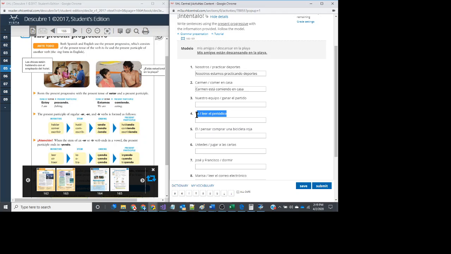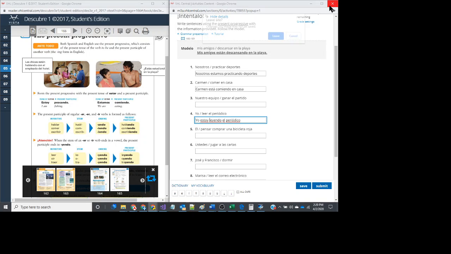Leer. This one has that verb that stem ends in a vowel. So instead of putting iendo on there, L-E-I-E-N-D-O, we're going to change that I to a Y. And you're ready to go. Don't forget the estar. Yo estoy leyendo el periódico.